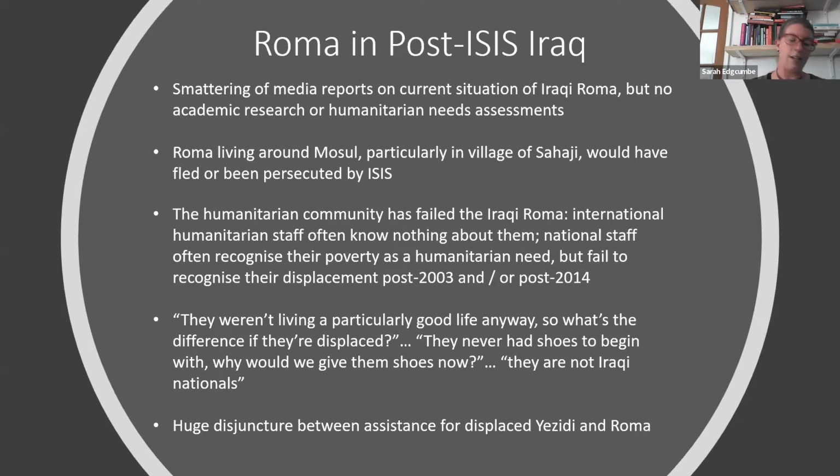Despite the certainty amongst Iraqi scholars that Iraqi Roma were forcibly displaced from 2003 onwards, and then again from 2014 onwards with the approach of ISIS, the humanitarian community has completely failed to ensure that adequate protection and assistance is provided to Iraqi Roma IDPs in Iraq. So it's really important to remember that due to stigmatization, discrimination, persecution, the Roma faced all of these things prior to 2013, and they were already living in a state of protracted displacement, precariousness, and extreme vulnerability.